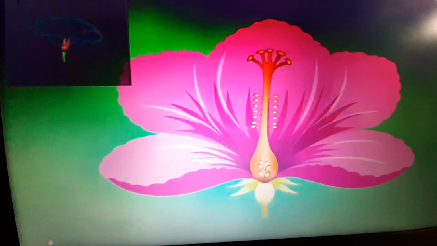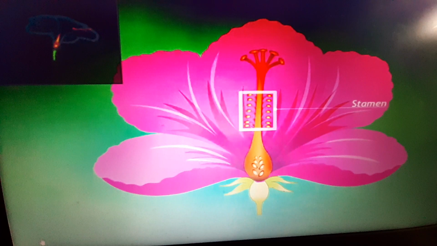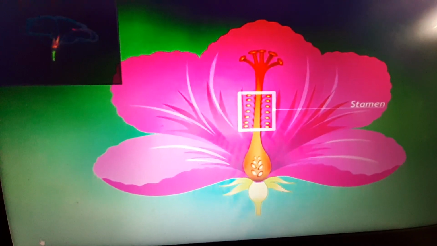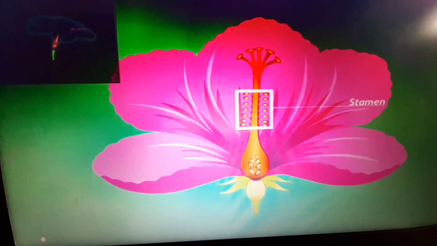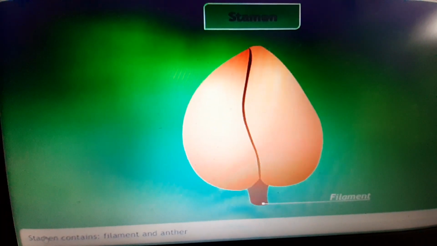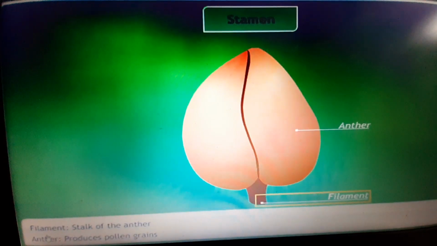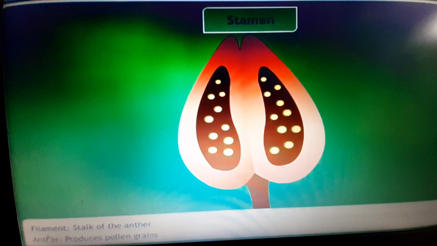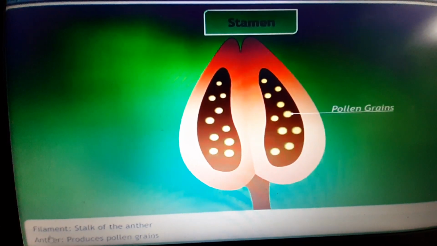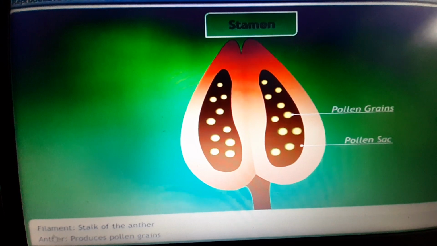Flower to understand the process. This is the stamen, the male reproductive part of a flower. It consists of the filament and anther. The filament is the stalk of the anther. The anther produces yellowish pollen grains from the pollen sacs inside it.